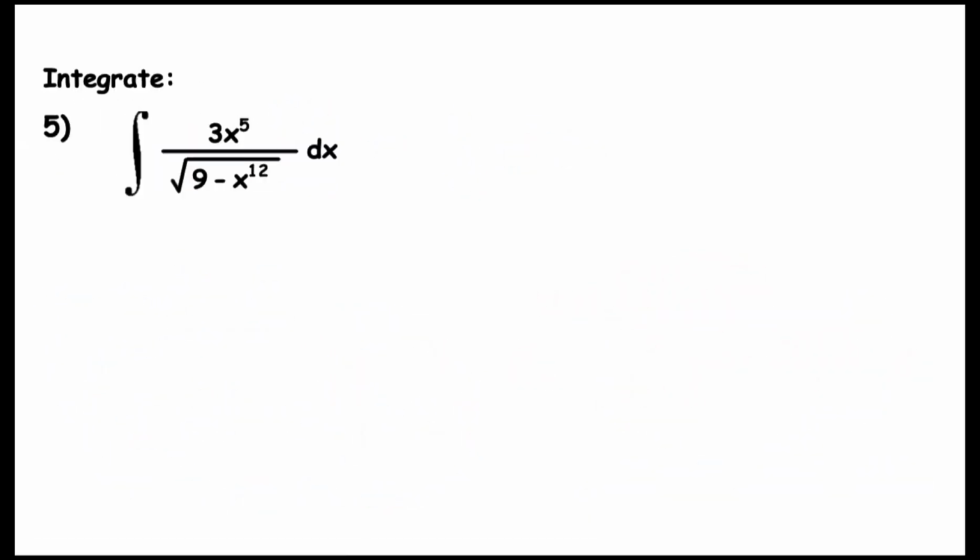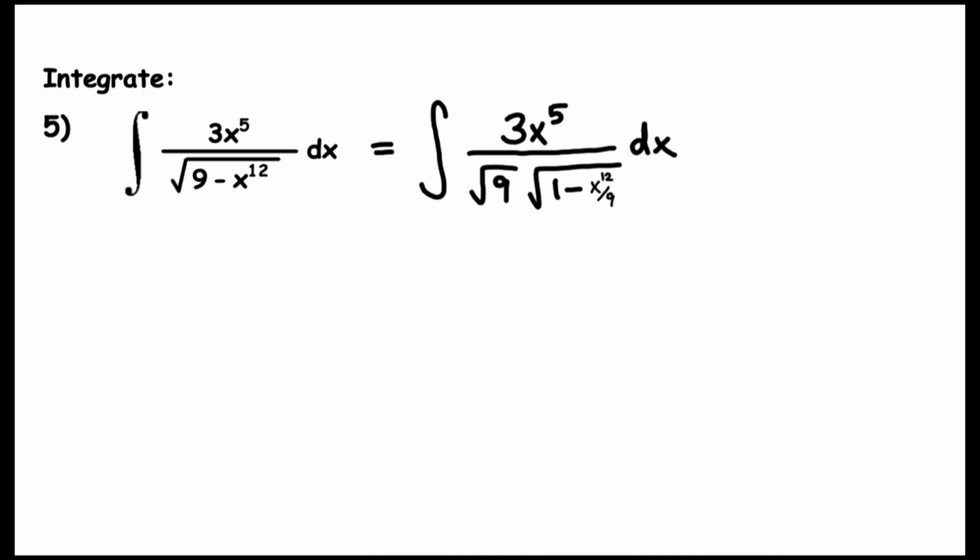Here's number 5. I see 9 minus x to the 12th. 12th is a very large exponent. I'm suspicious of it, and I'm thinking inverse trig. I don't like that 9. It needs to be a 1, so I'm going to factor out a radical 9. Of course, that square root of 9 is just a 3, which will cancel the other 3 in the numerator.